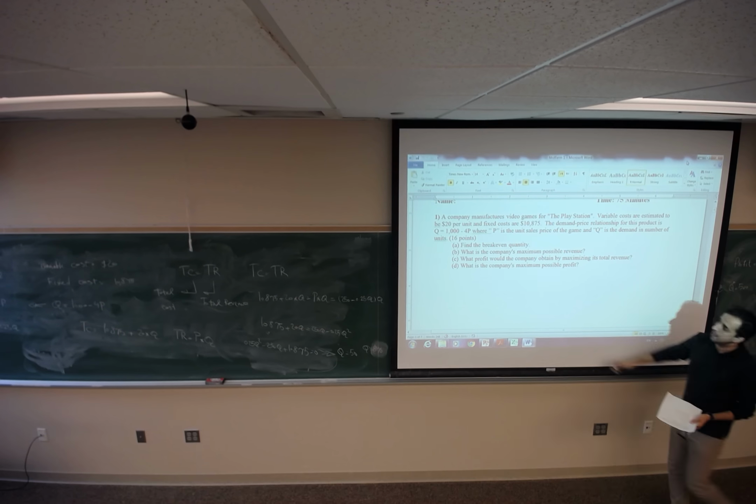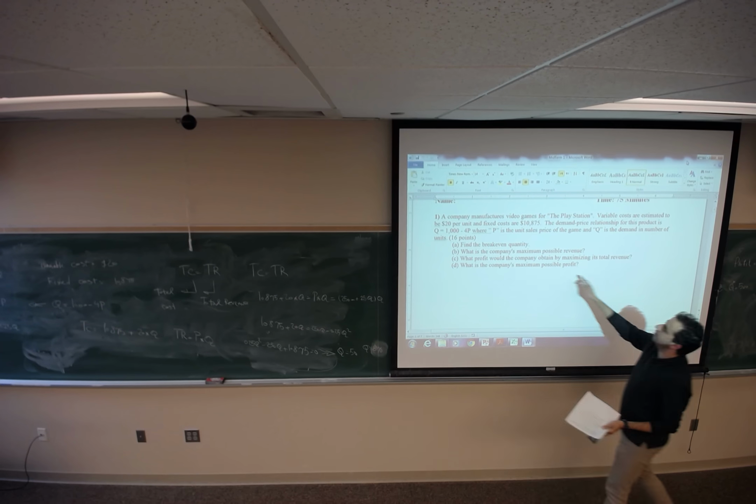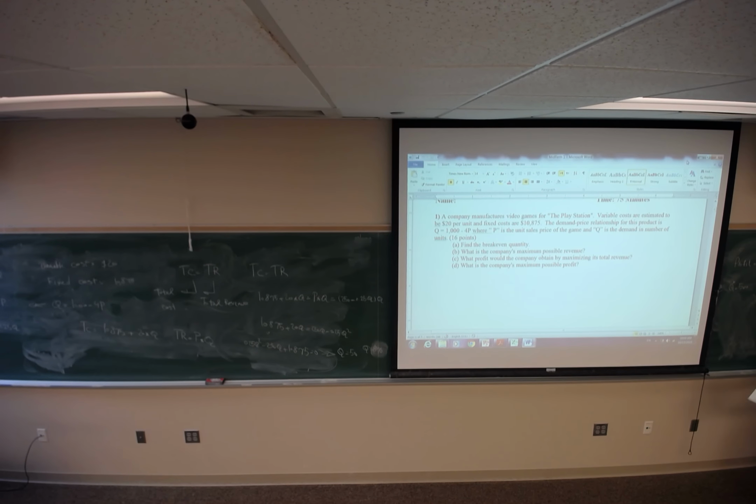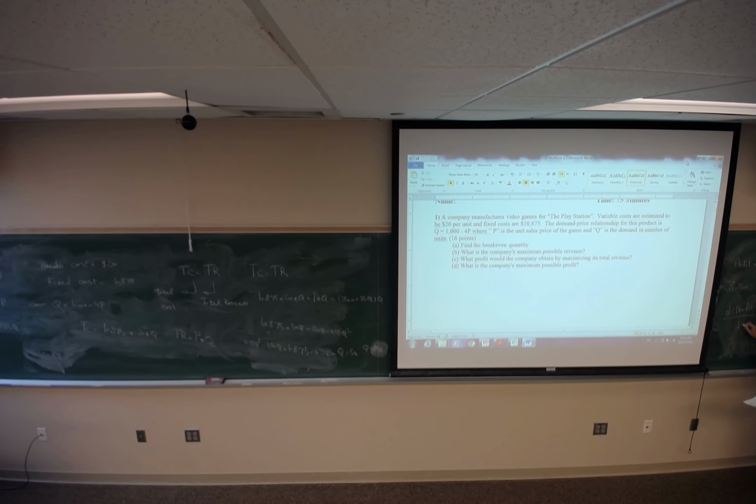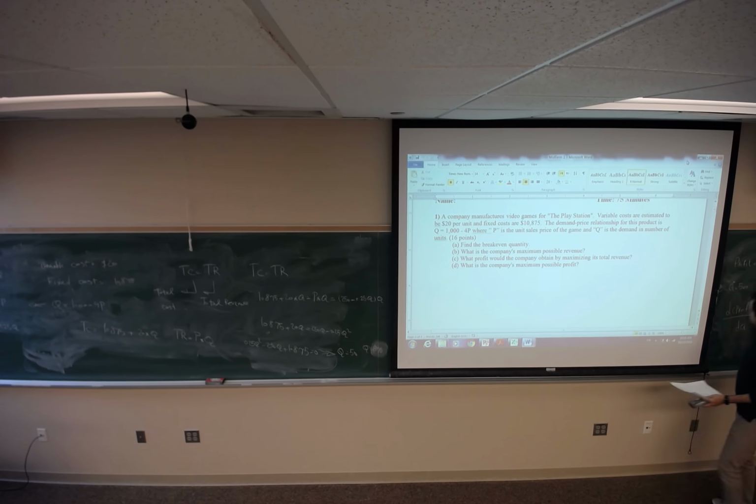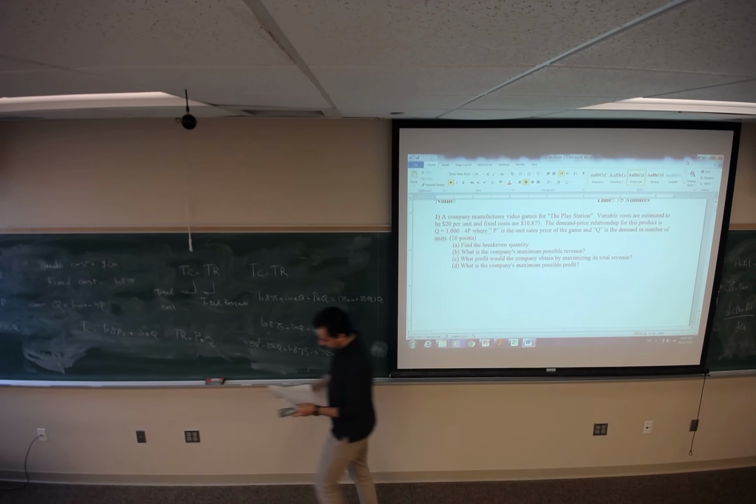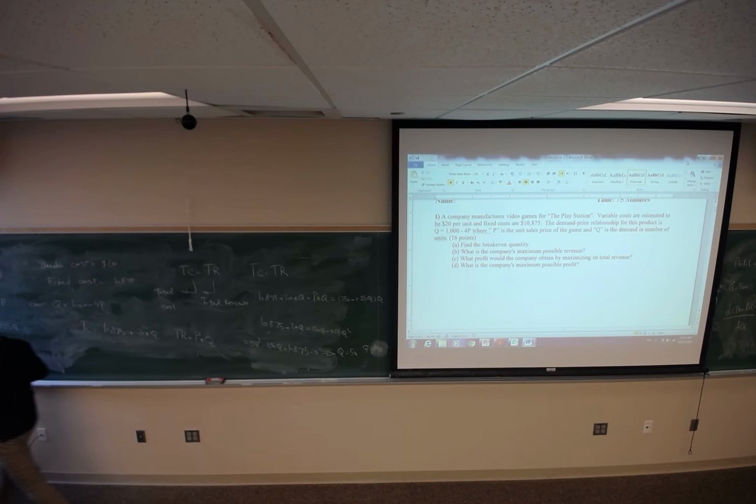And what is the company's maximum possible profit? Now, if they want to maximize their profit, you should differentiate profit with respect to Q and set it equal to 0. The answer for that is 460.